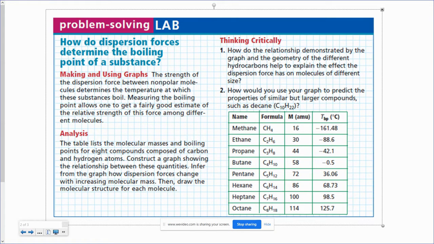So you'll notice in our data table, we have the molar mass or AMUs of methane through octane, and alongside it, the boiling points of methane through octane. We're looking to graph all of this data and then interpret it. Now, it has to be to scale to be meaningful. So let's take a few moments here and let's draw a proper graph, shall we?